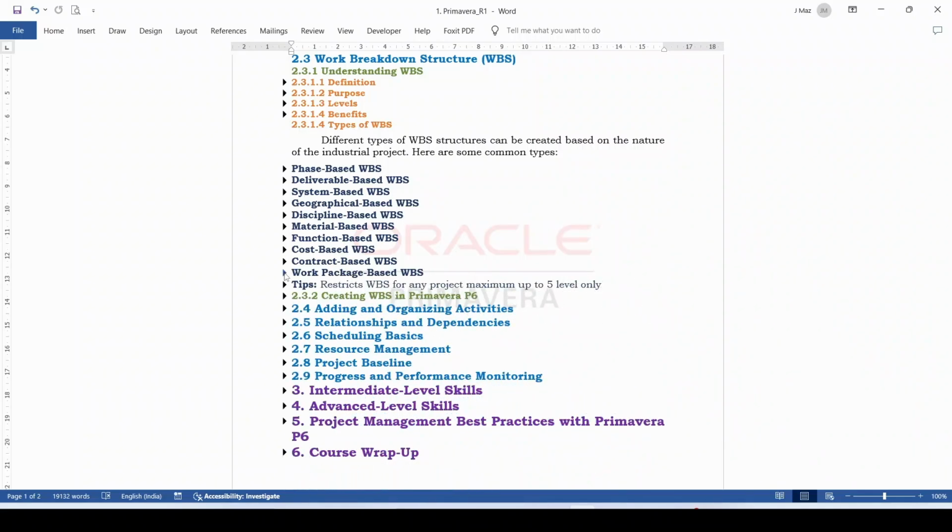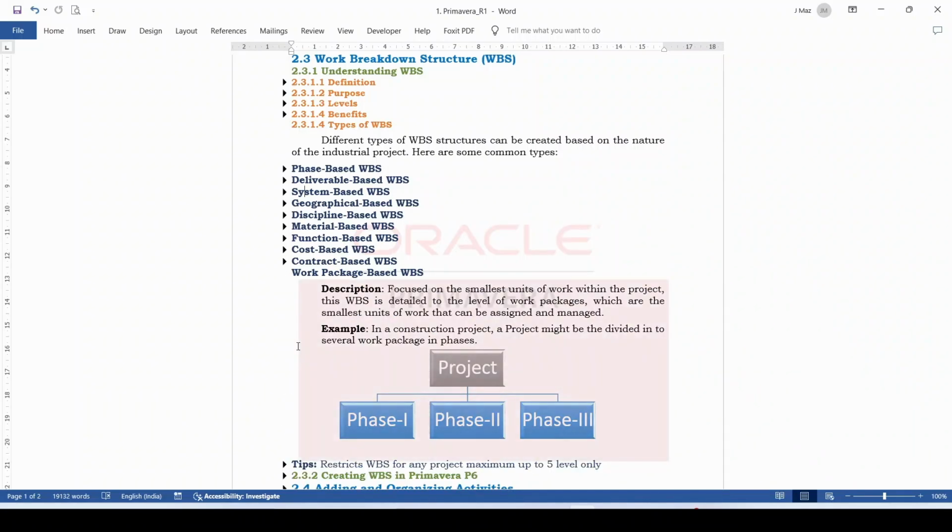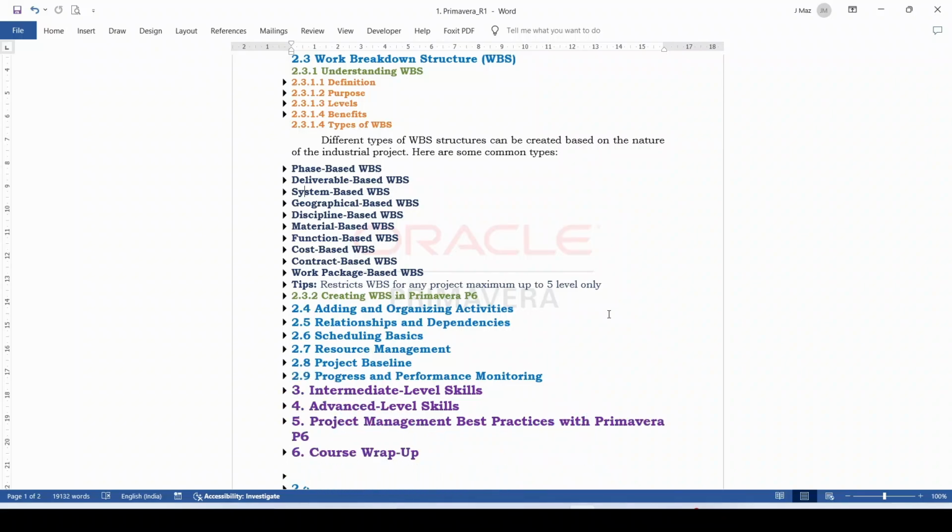Last one is work package based WBS. If your project is subdivided into various phases, you can create your WBS phase wise also. This type of WBS is called work package based WBS. From the pictorial diagram, you can see that the entire project is subdivided into three phases: phase 1, phase 2, phase 3.